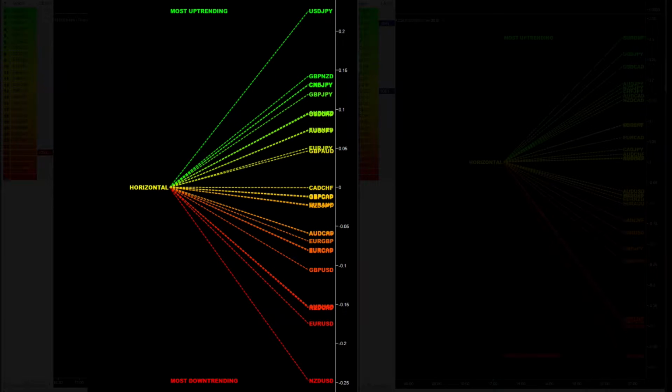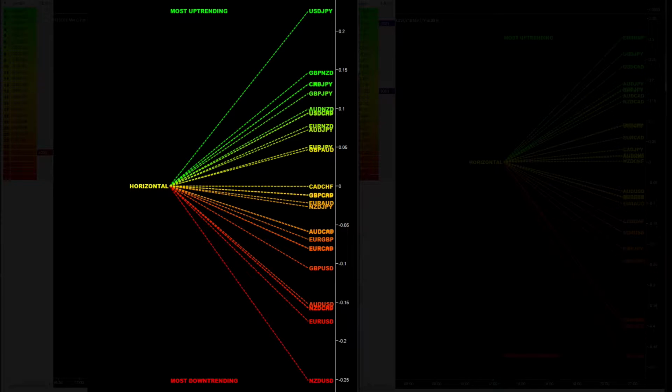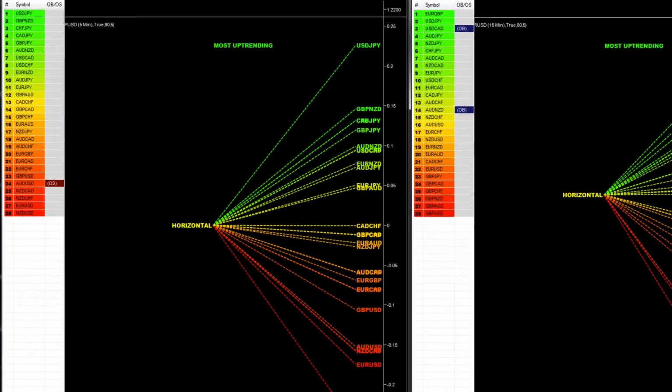In displaying all the pairs in an array, this gives you an instant view of their relative trend strength and reveals this relation in a visual, beautiful, and intuitive manner in 3 very powerful ways. First, the indicator displays the 28 currency pairs in a ranked list, ordered by the strength of the trend.